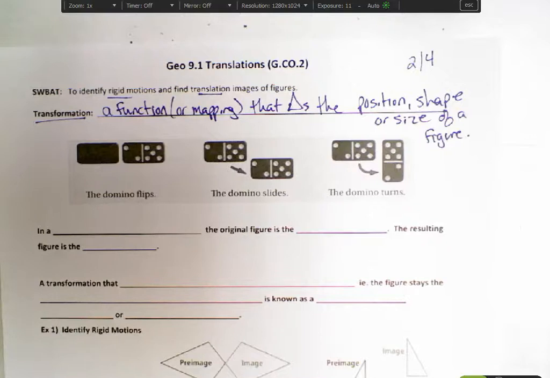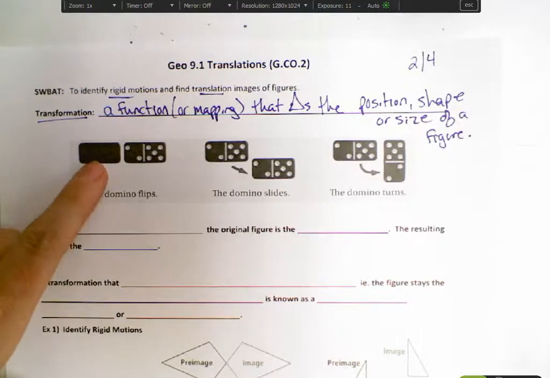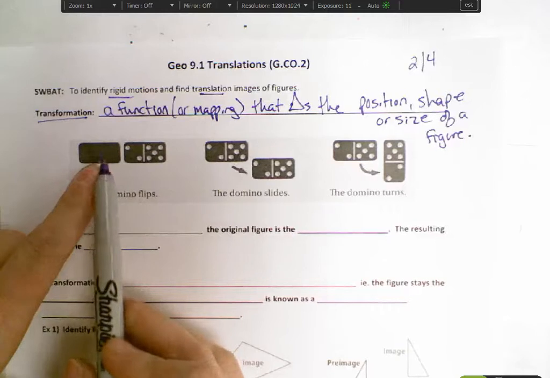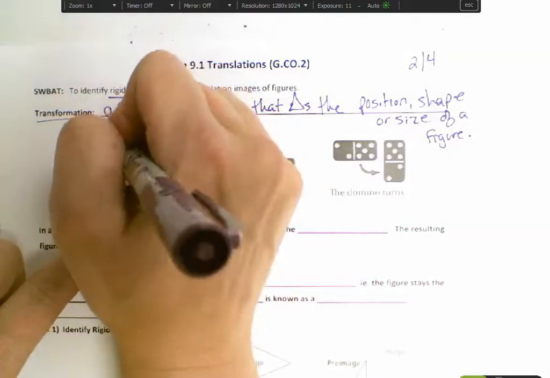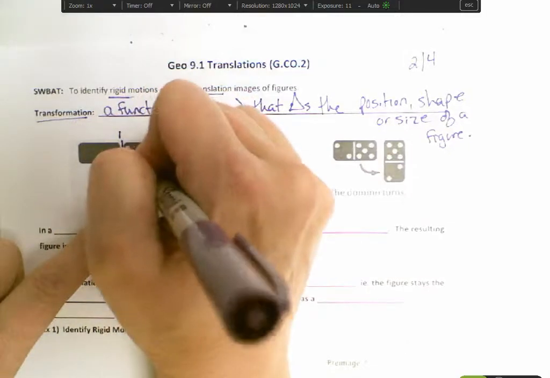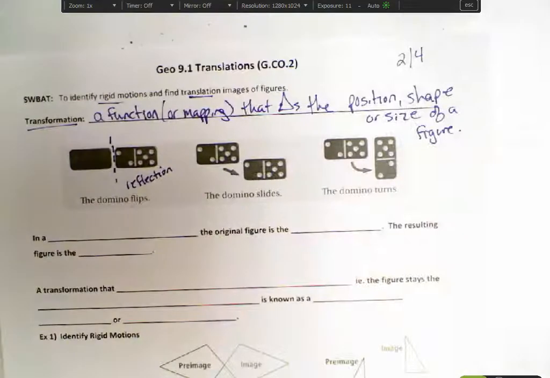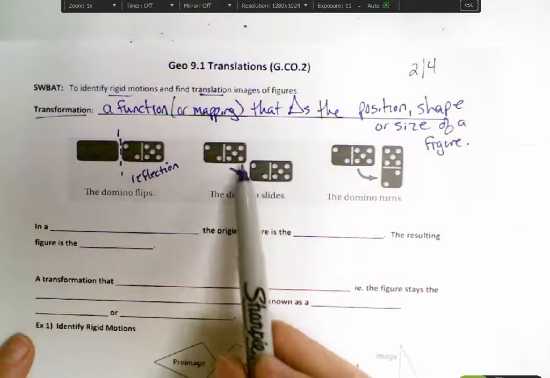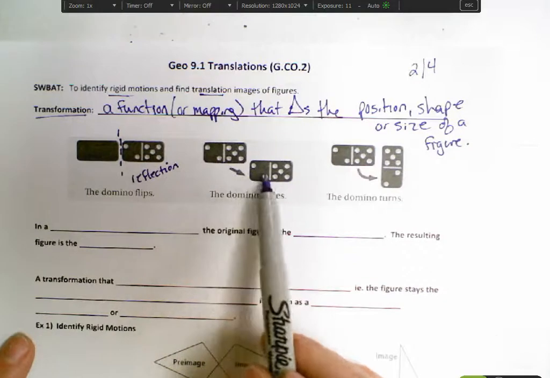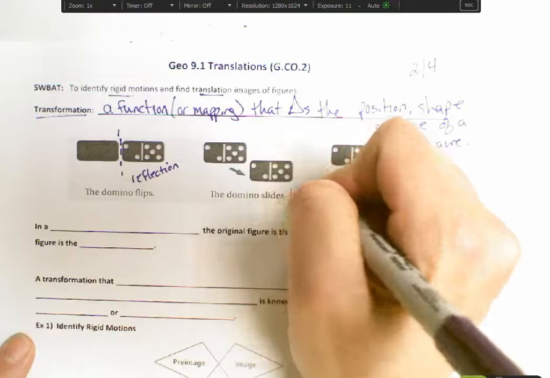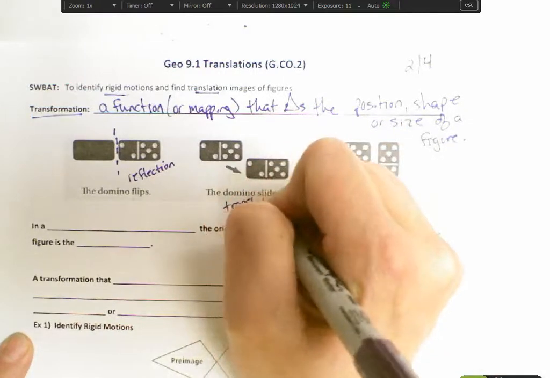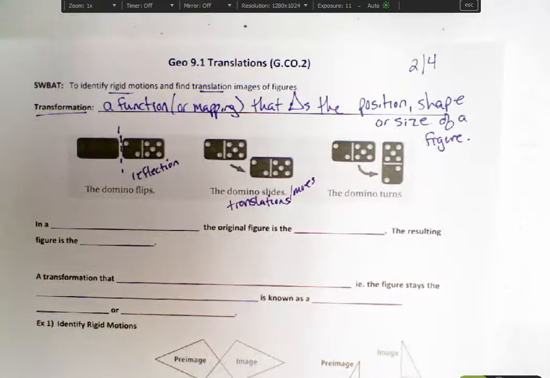So let's take a look at some of these dominoes. So if I had a domino upside down and I flipped the domino over, that's a type of transformation. This is actually going to be a reflection on or in a specific line of reflection. We'll take a look at that later in the week. I also can take and slide the domino without changing anything else about it, just move it to a new position. So slides or moves are called translations.